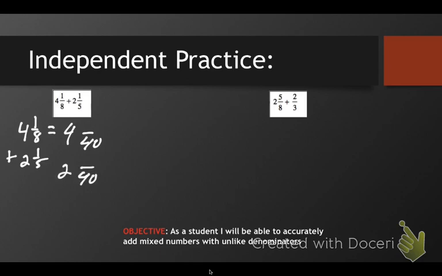How does 8 become 40? Multiply by 5. So 1 times 5 should have been 5. 5 becomes 40 by multiplying by 8. 1 times 8 is 8. We're going to go ahead and add because we have everything done. 5 plus 8 is 13 over 40.